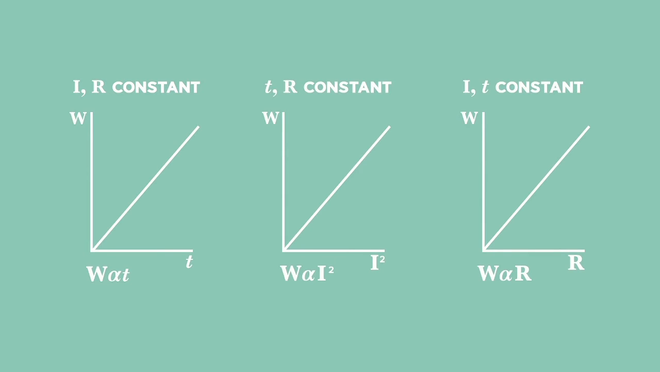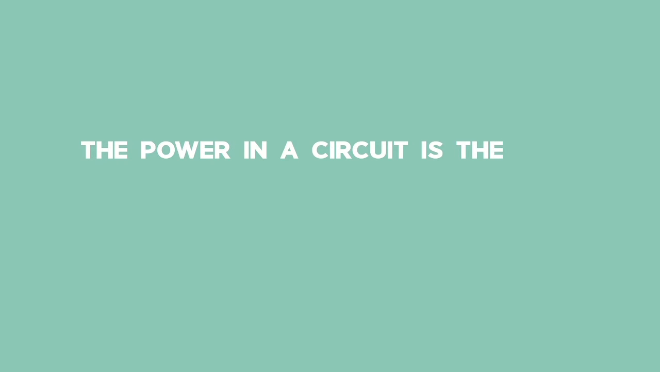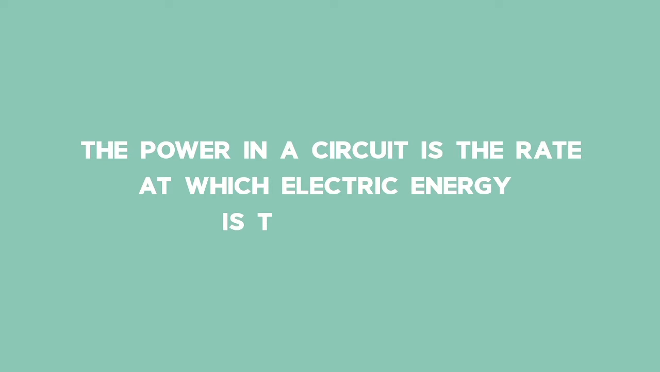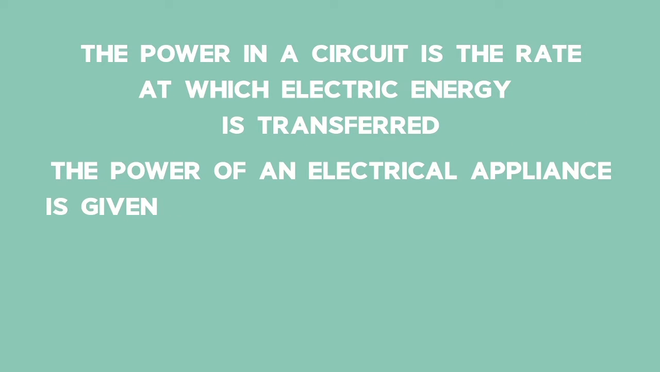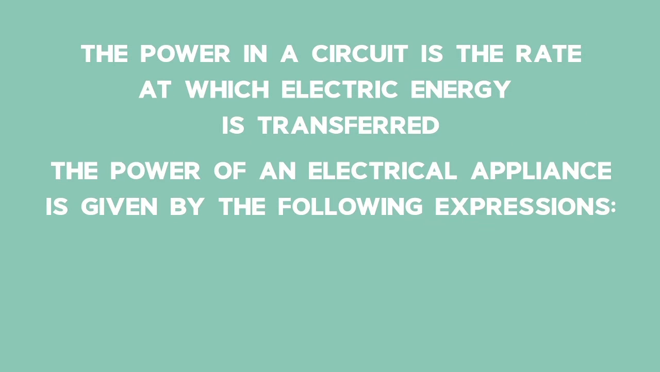The relation can be expressed graphically. Remember that direct proportion graphs pass through the origin and are straight line graphs. Let's now have a look at power. The power in a circuit is the rate at which the electric energy is transferred. The power of an electrical appliance is given by the following expressions.